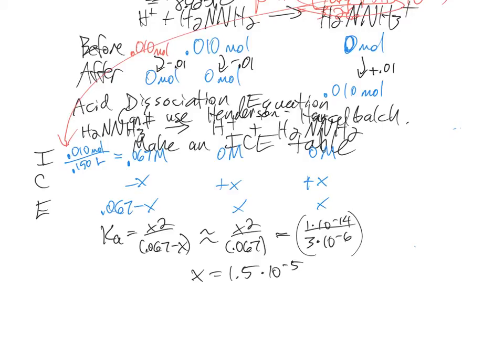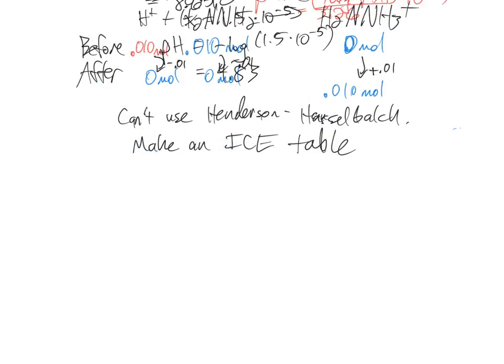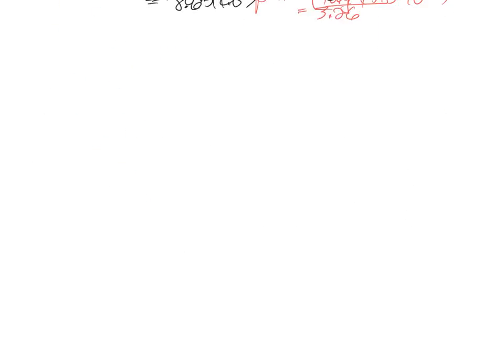And in this ice table, hydrogen ion is the value of x at equilibrium. So to get pH, we just take negative log of that number, and we get a pH of 4.83. That was the toughest part of this problem. Now for the last one, which is going to be easier, I guarantee you.